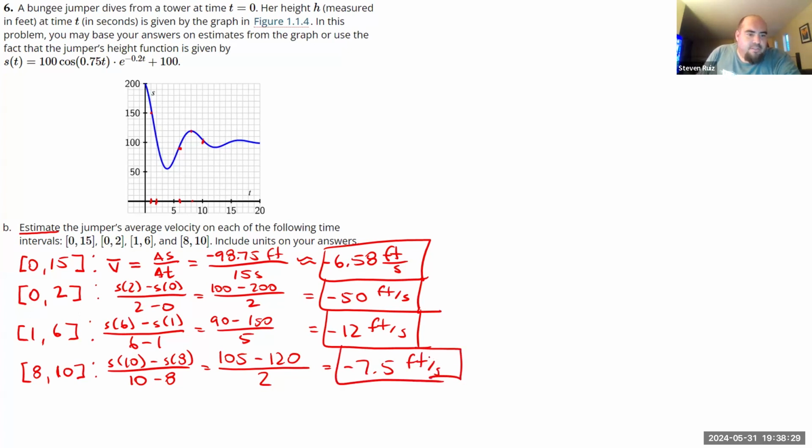So is that all 4? I believe that's right. I'm going to double check these because they all came out negative, and I want to make sure that makes sense. So from 0 to 15, yes, we decreased in height, so that should be a negative average velocity. From 0 to 2, also a decrease in height. From 1 to 6, also a decrease in height. And finally, from 8 to 10. Okay, so they all should be negative because in every single one of those intervals, our height at the beginning of the interval was greater than the height at the end of the interval. So over some positive separation in time, we have a decrease in position.